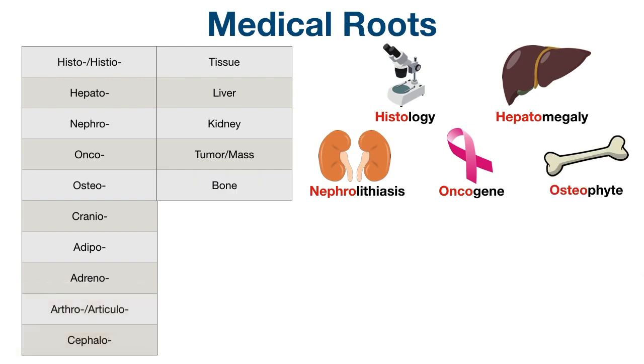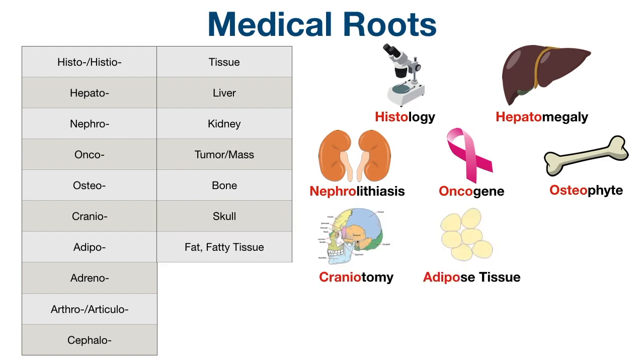Next, we have osteo, which means bones. An example is osteophyte, which refers to bone spurs or bony outgrowths associated with degeneration of cartilage at joints. Cranio refers to skull. You can think of craniotomy, which is a surgical opening into the skull.